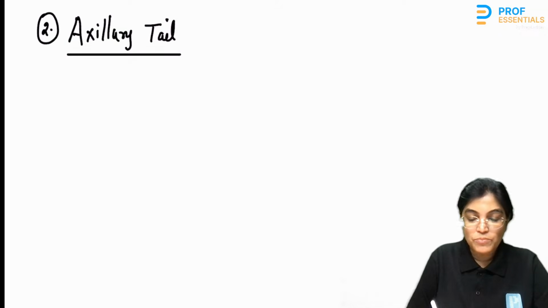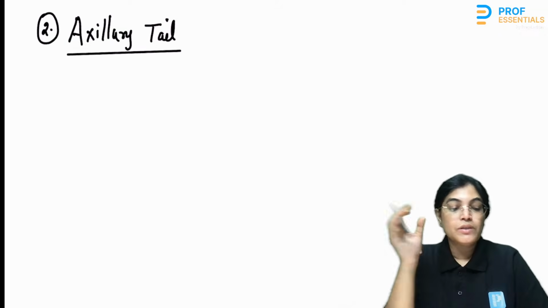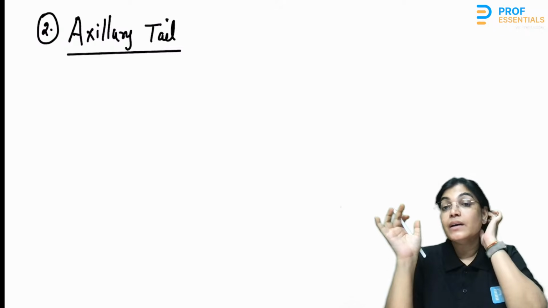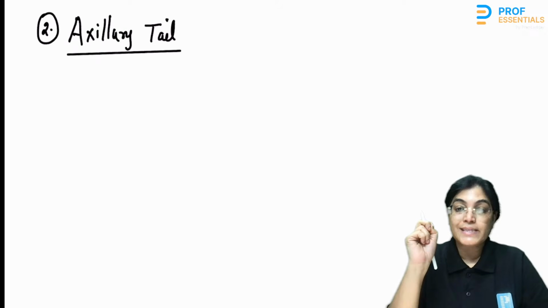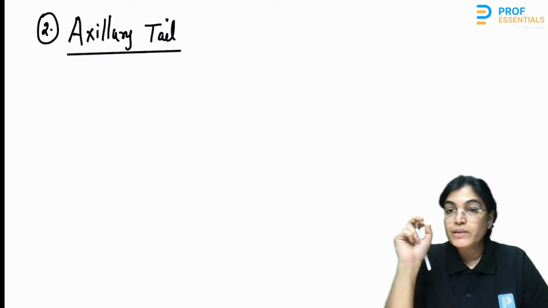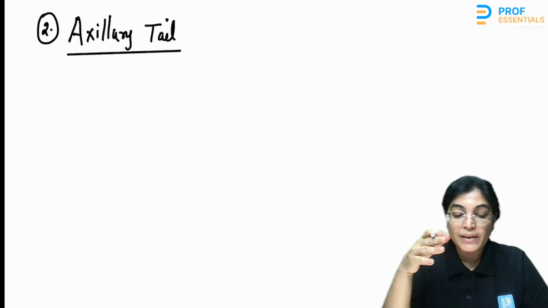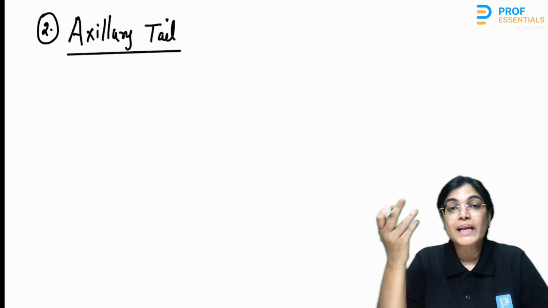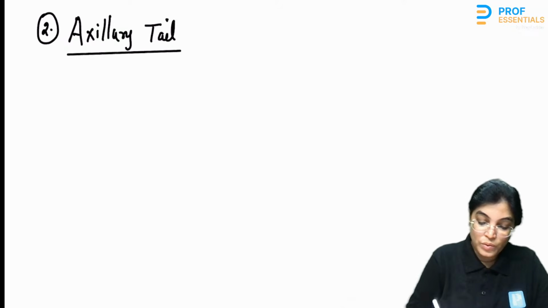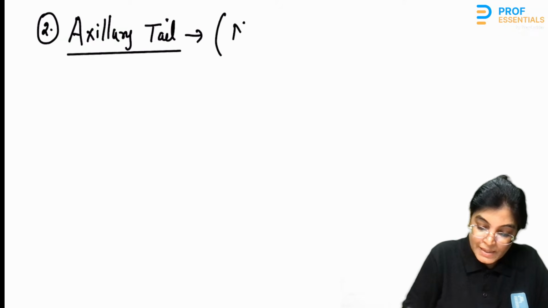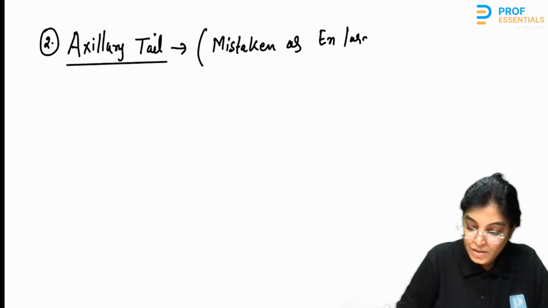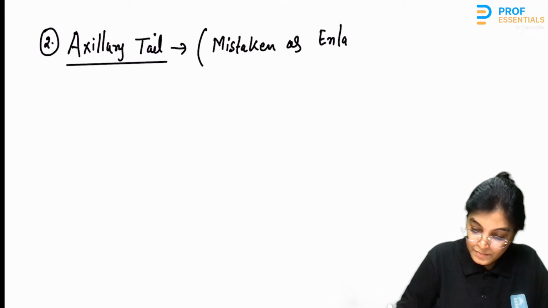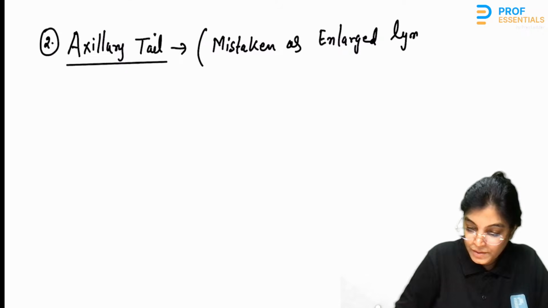Sometimes it is important that the examination of the mammary gland and breast should be done in a proper way, and you should be knowing that there is an axillary tail extension from the outer lateral quadrant of the breast which is moving into the foramen of Langer, and sometimes if it is enlarged, it can be mistaken as an enlarged lymph node.